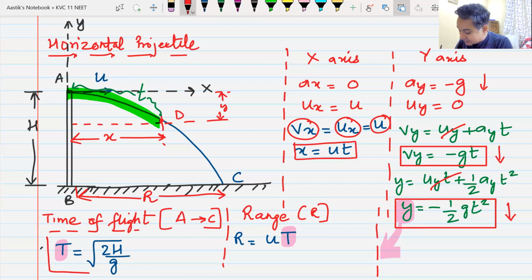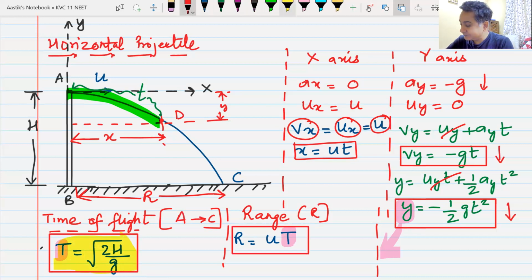Let me just highlight all those formulas. This is the formula for the time of flight. This is the first formula for range. And you can put the value of time of flight and you can get the next formula for range. The next formula for range will be u into root over 2h by g.